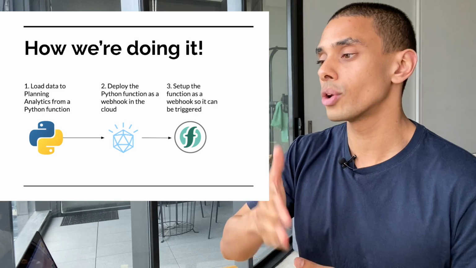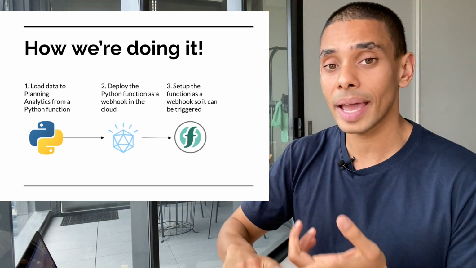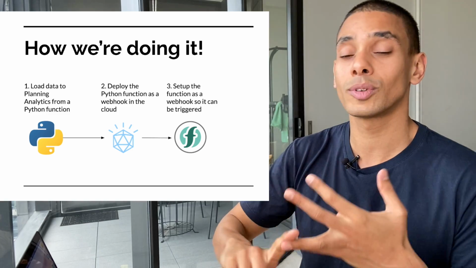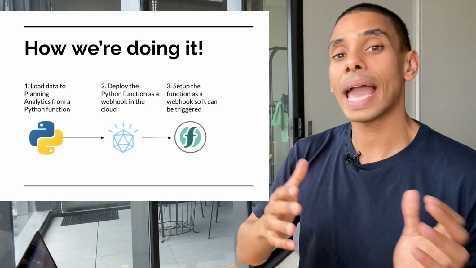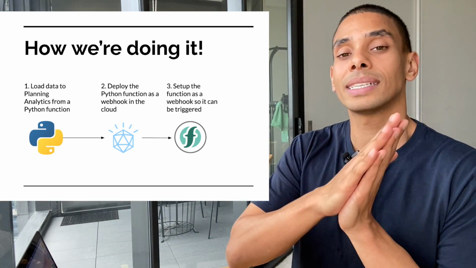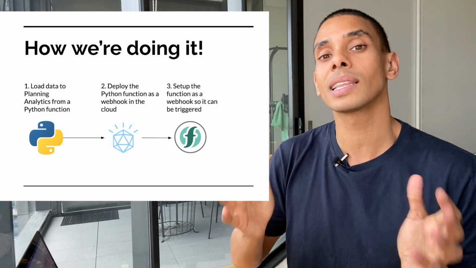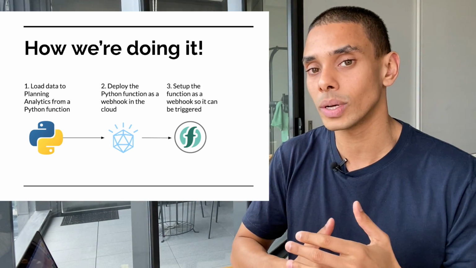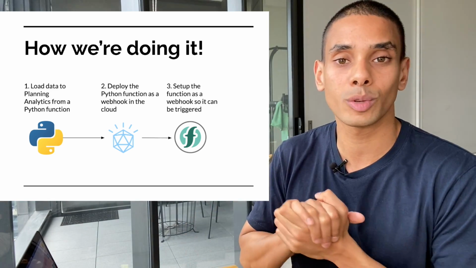In terms of how we're going to be doing it, we're going to be using a Python function to load data into our Planning Analytics cube. But really this could be a database, or it could be a CSV, it could be a text file, it could be really any other external repository. When we actually go and deploy that function, we're going to be using IBM Cloud Functions to deploy this as a serverless webhook. And the reason why this is so useful is because later on, we're going to be able to integrate with Watson Assistant to load information into that source using natural language processing.